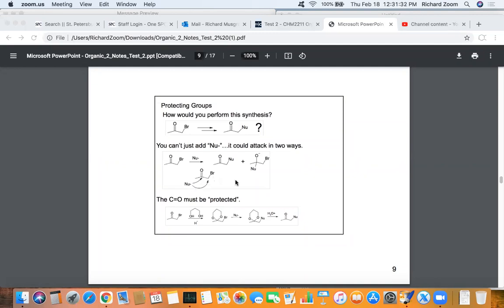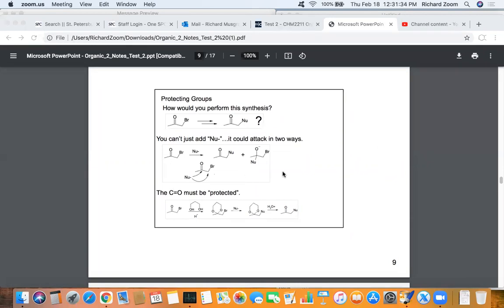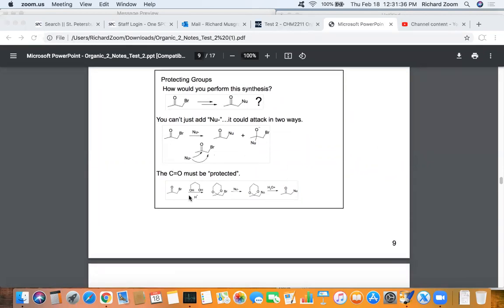attack from the nucleophile? So what you can do is you can put on a protecting group, which is the cyclic acetal. So you can see by adding the cyclic acetal, then we can attack the compound with the nucleophile. It will only attack the C with the bromine on it, and then the protecting group can be removed with H3O plus using the reactions that we just talked about.